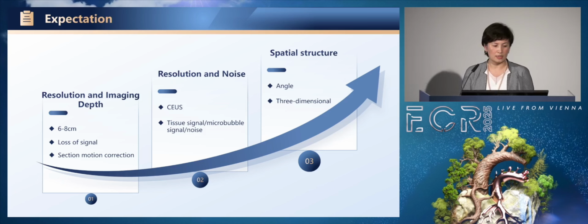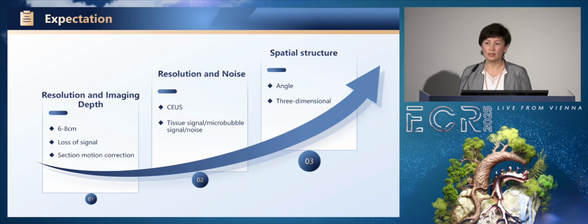In the end, there is a prospect. We want to know if this technique can be improved to see deeper organs. We know it is a big step from superficial organs to abdominal organs. The depths of the organ can be shown clearly, but it's very difficult for the technique because the deeper the organ, the more motion correction is needed. And this is the first aspect.